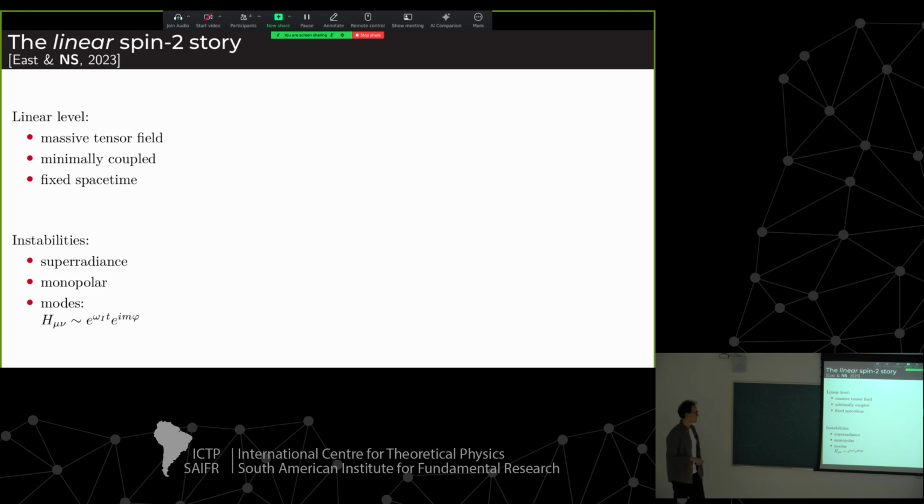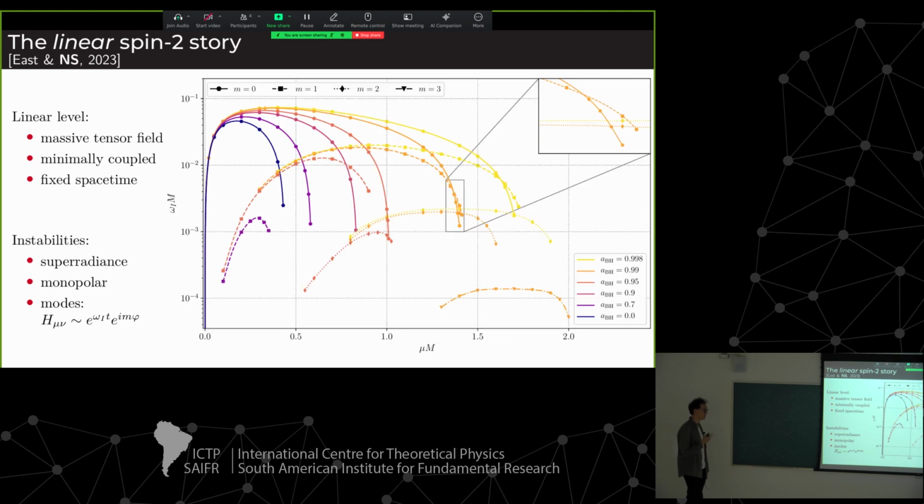Okay. Now the m equals 0 mode doesn't carry angular momentum, so it is not unstable to the superradiant instability. But as it turns out, for spin 2 fields there is a monopolar instability. This has some origin in high-dimensional gravity, like the Gregory-Laflamme instability; it's basically identical to that. There's some mapping there, but if you're not familiar, it's not too important. The bottom line is that there's some monopolar instability.